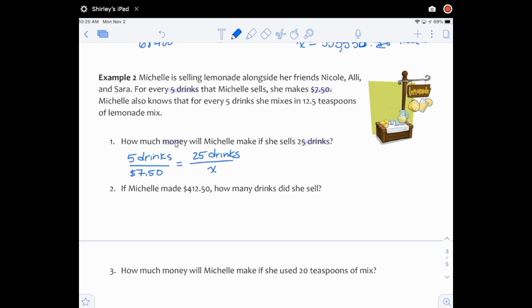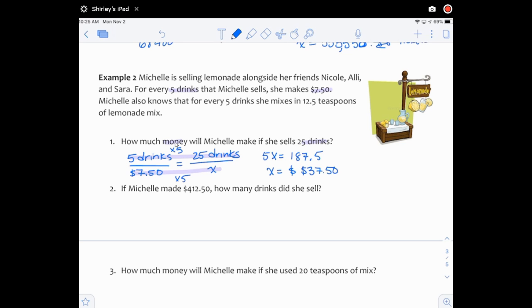Okay, so we can do our cross product method and we end up getting 5x is equal to 7.50 times 25, and we get 187.5 divided by 5, and we get a cost of $37.50. Although you can also look for easier ways around here, I can recognize that 5 can scale up to 25 by multiplying by 5. So I can use that scale factor down at the bottom and do 7.5 times 5, and you're going to get the same thing.